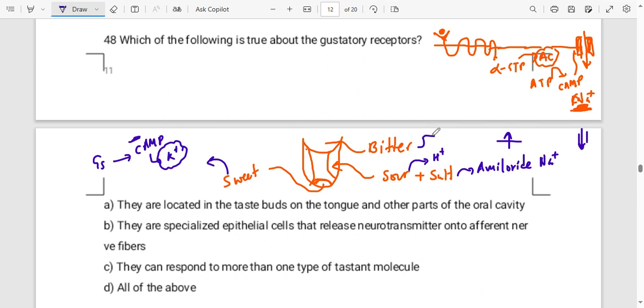For the bitter, it works also via G protein, but specifically it is Gq. When your taste molecule binds to the receptor, there is activation of the G protein. When the G protein is activated, it leads to activation of phospholipase C, which is going to break down PIP2 to IP3, inositol triphosphate, and DAG, diacylglycerol. Those are the two that you are forming. Specifically, IP3 is going to lead to an intracellular increase in calcium. And when that calcium increases inside the cell, there's going to be exocytosis of neurotransmitter. So this is how these work.